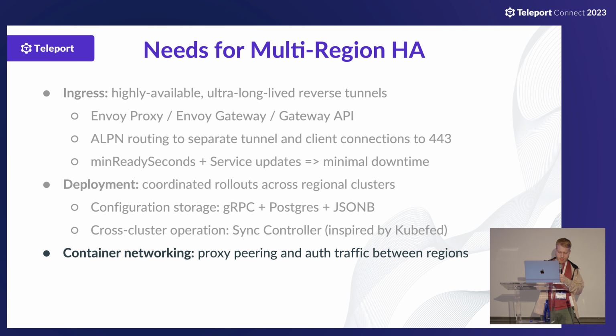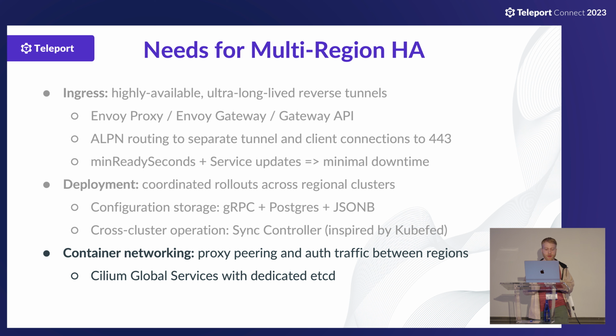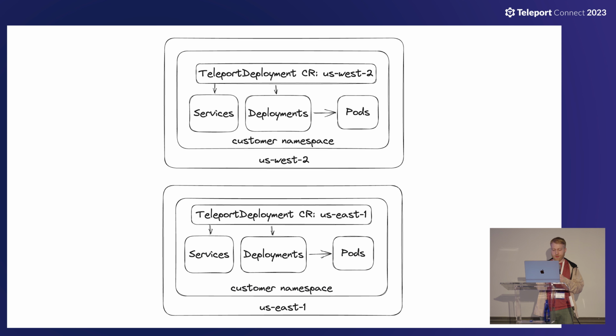I'll talk just for a couple minutes about container networking. How do we allow proxies to peer with each other? How do we allow proxies to talk to the auth server? So we use Cilium Global Services. Cilium is a container networking solution for Kubernetes, and Cilium Global Services is an extension to that which allows you to do cross-cluster container networking. We found that the best configuration for that was with a dedicated etcd. There are a bunch of different configuration options, but that's what we settled on as what seemed to be the most stable.